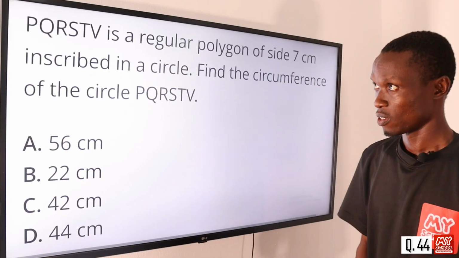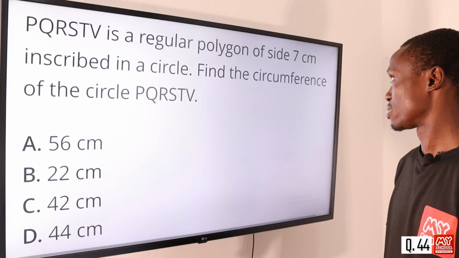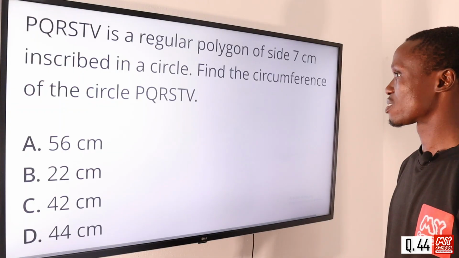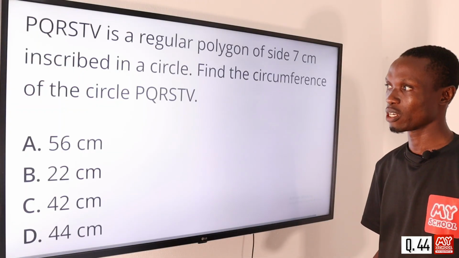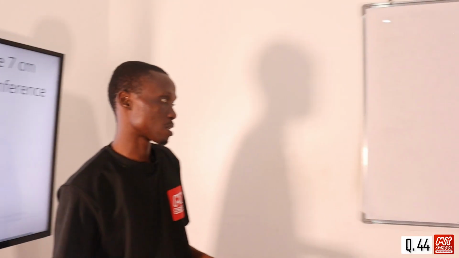Question 44. PQRSTUV is a regular polygon of sides 7 centimeters inscribed in a circle. Find the circumference of the circle PQRSTUV. So let's move over to the board to provide an answer to this question.